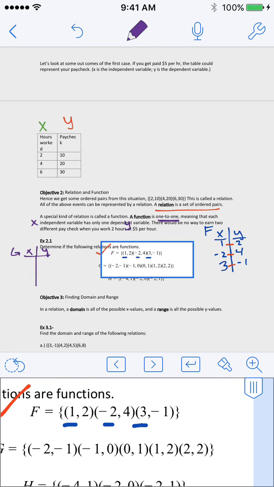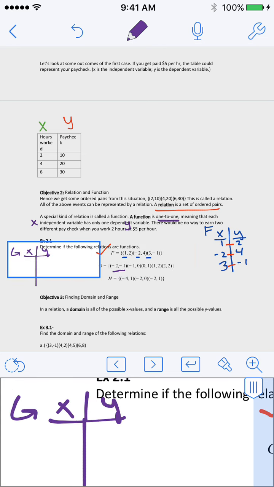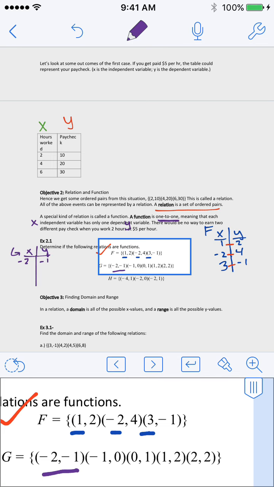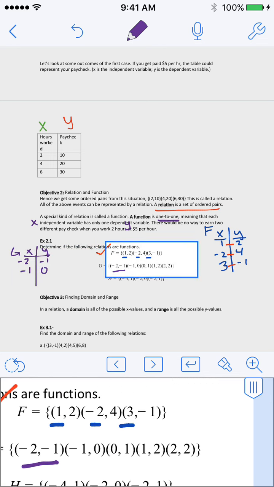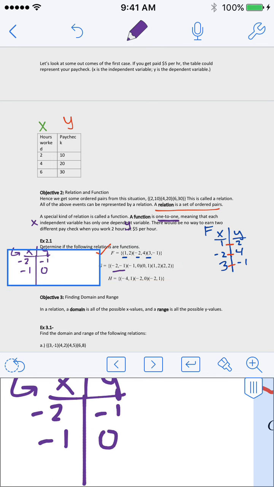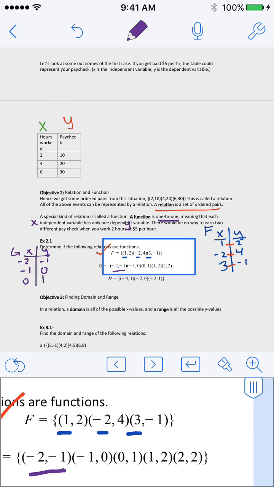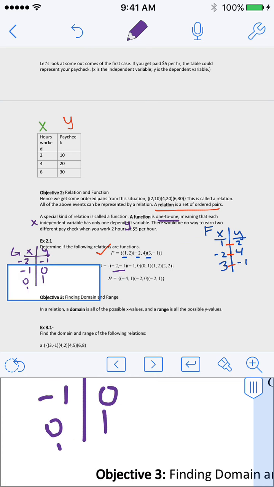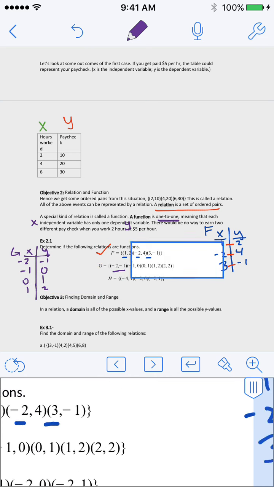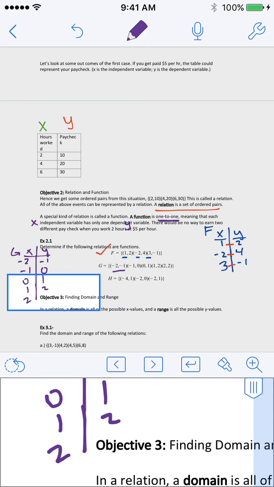Okay, so the first point here, it says that when x is -2, y is -1. So I'll write -2 and -1. Here I have -1 going to 0. My next point says I have 0 going to 1, and I'm very, very careful about where I'm placing these, right? The x's always go in the x column, the y's always go in the y column, right? So I have to make sure. All right, now I have 1 going to 2, and lastly I have 2 going to 2.